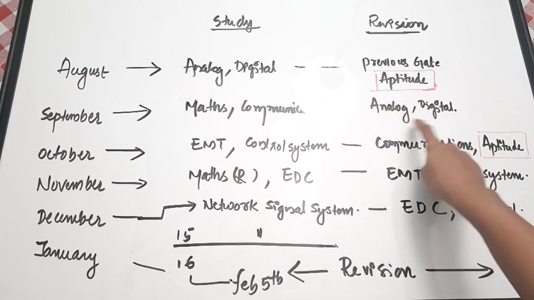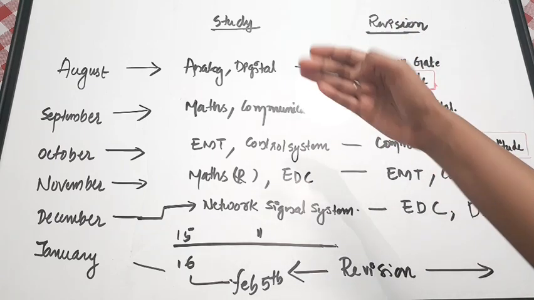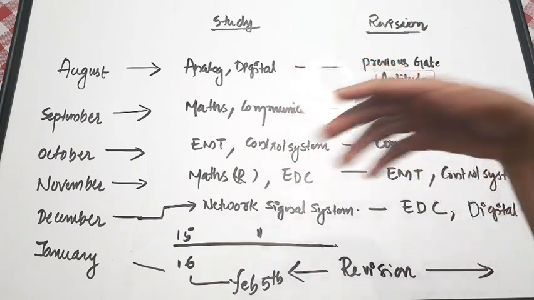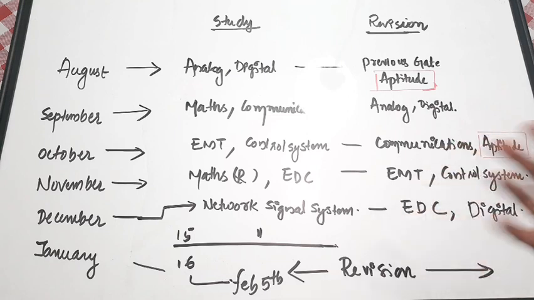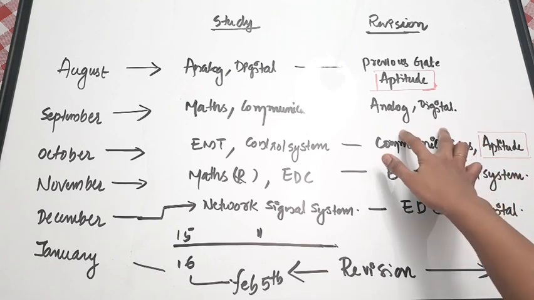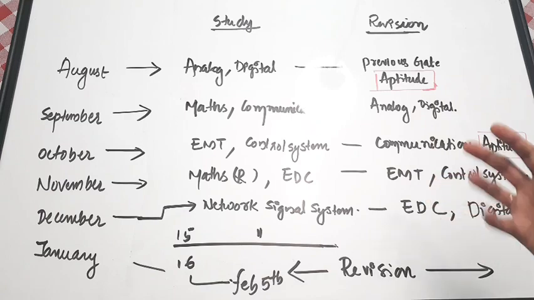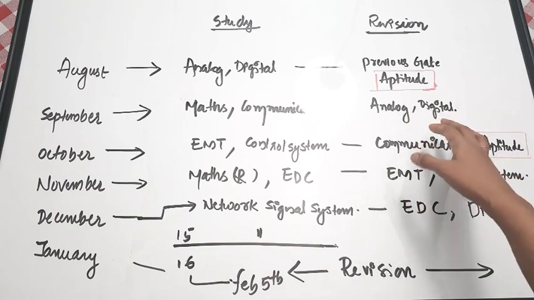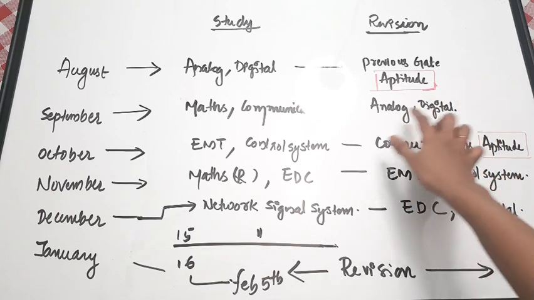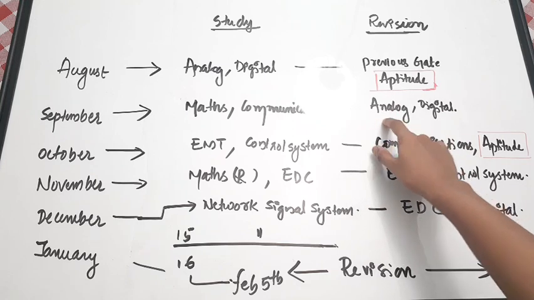And in that month, that is in September, you'll be revising the analog and digital. Now, why have I put analog and digital here? Because just before that, in August, you have just studied that. So if you refresh it very soon, it is very good for you. That is to organize in your brain. Okay, so in September, you'll be revising the analog and digital.